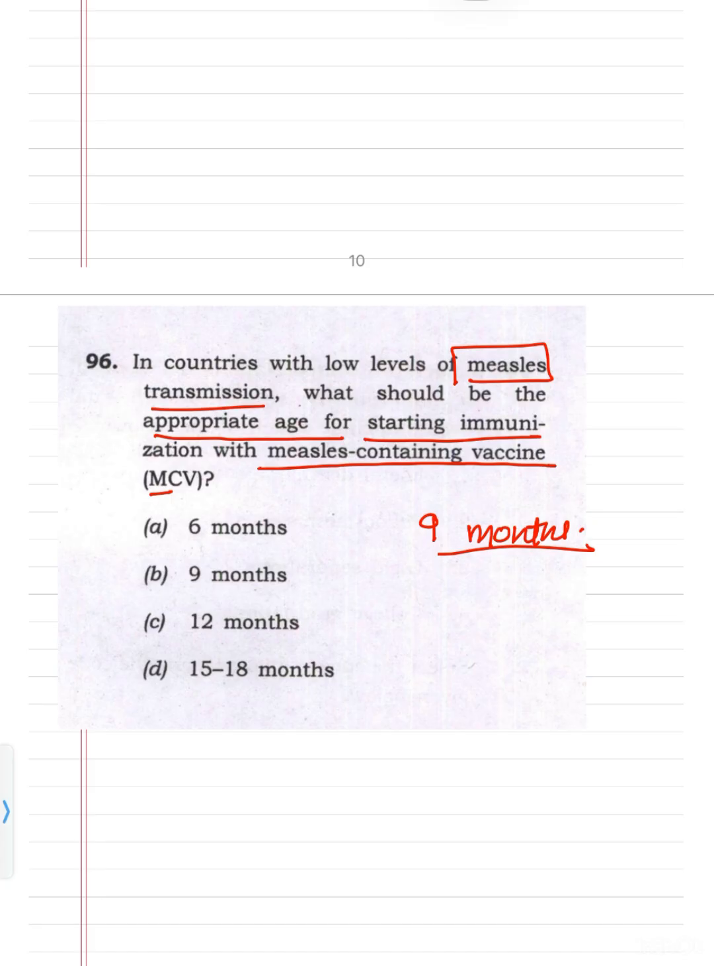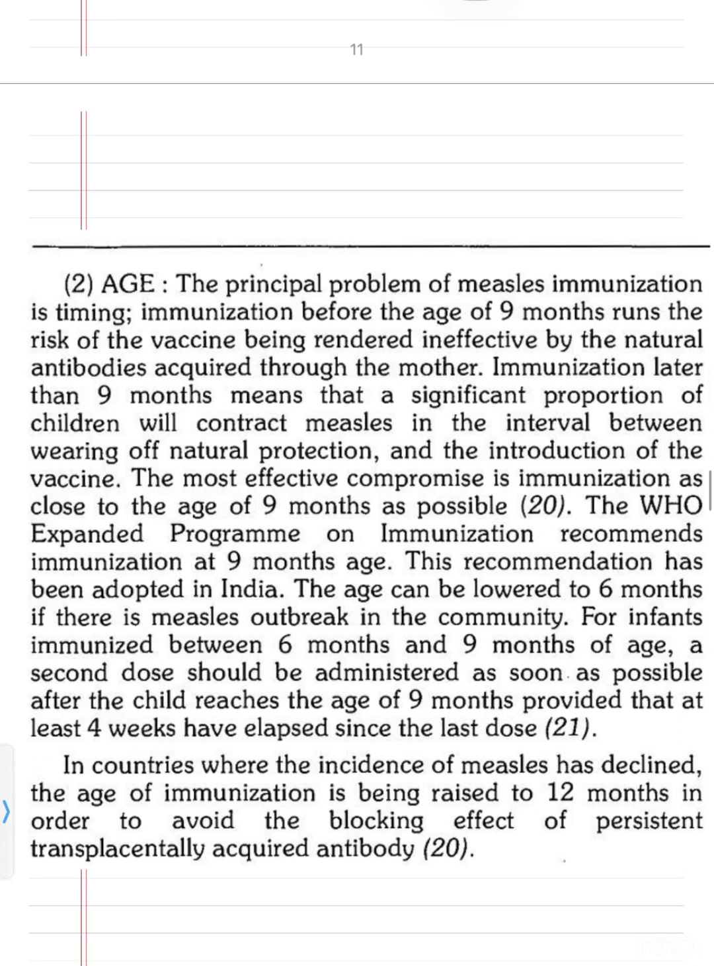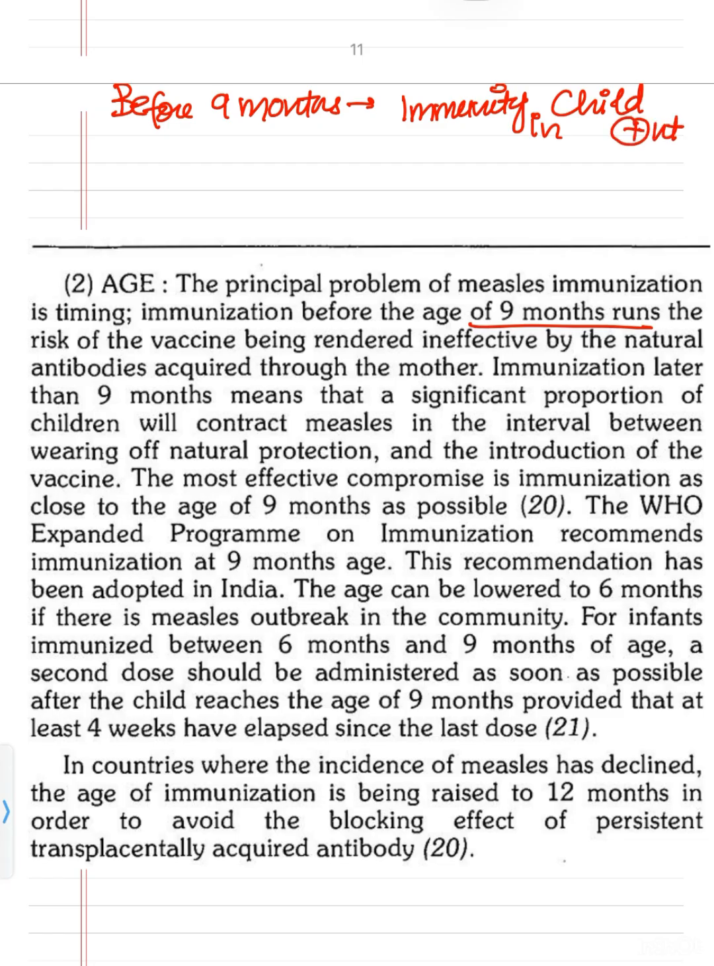It is very interesting to know how the measles vaccine age is decided. So coming to the concept from PARK. Whenever we give the vaccination before 9 months, the problem is that the immunity from the mother's breast milk or from the placenta may still be present in the child. This can interfere with the development of immunity in the child. So there can be interference.